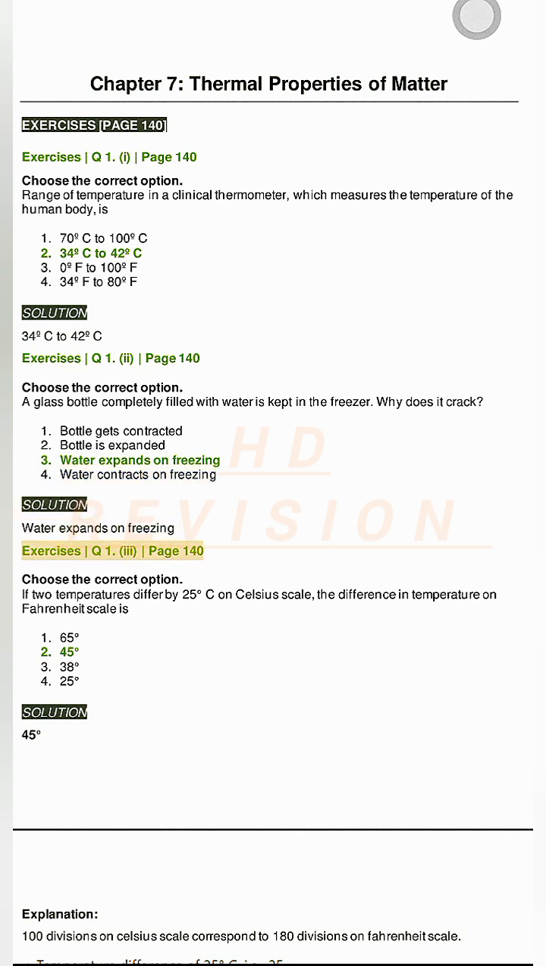Exercises Q1. Page 140. Choose the correct option. If two temperatures differ by 25 degrees Celsius on the Celsius scale, the difference in temperature on the Fahrenheit scale is: 1. 65 degrees, 2. 45 degrees, 3. 38 degrees, 4. 25 degrees. Solution. 45 degrees. Explanation. 100 divisions on the Celsius scale correspond to 180 divisions on the Fahrenheit scale.